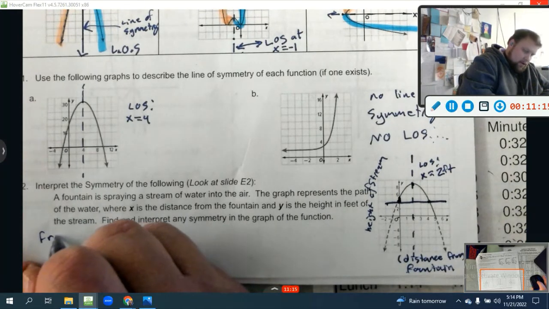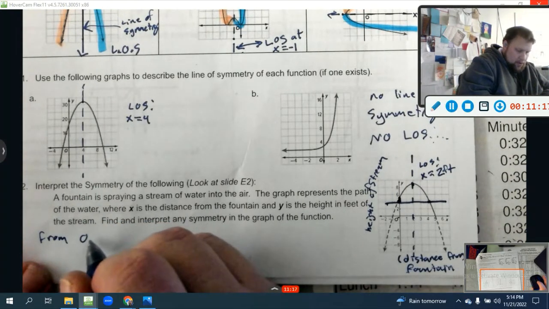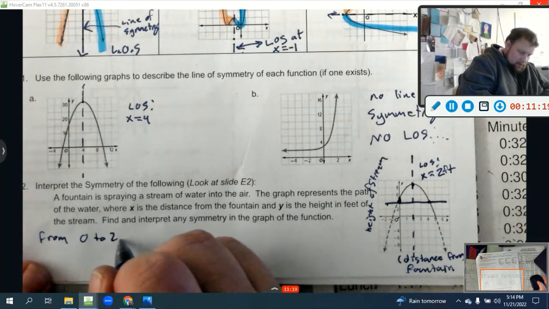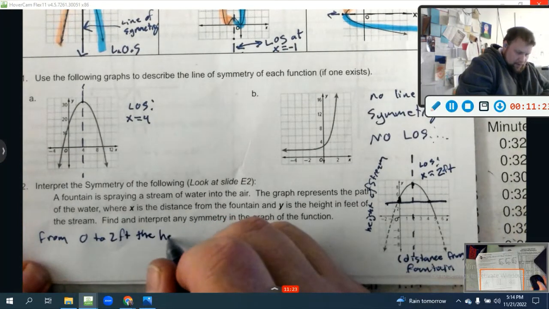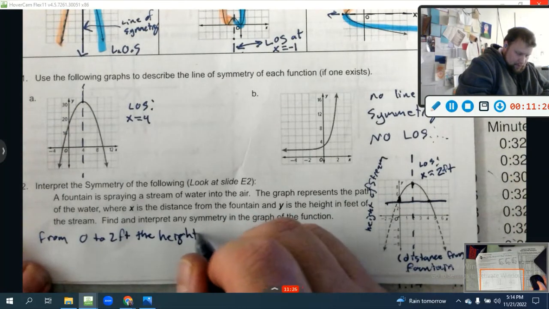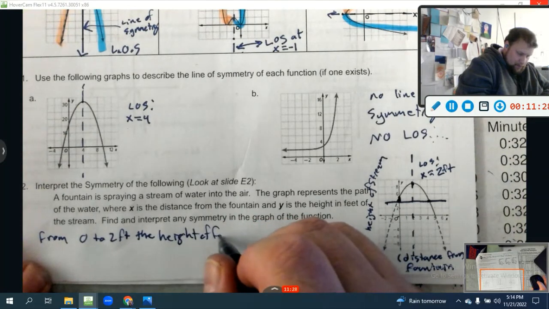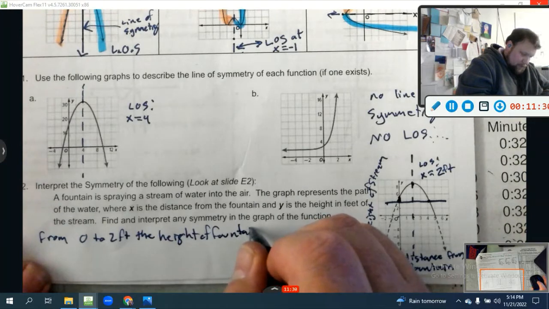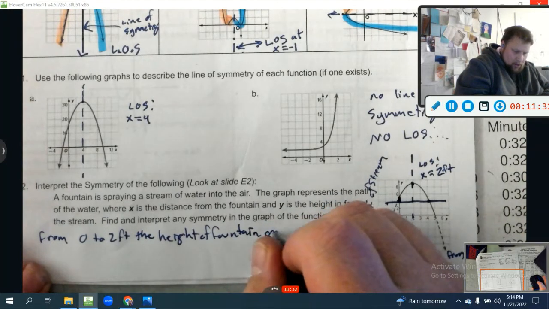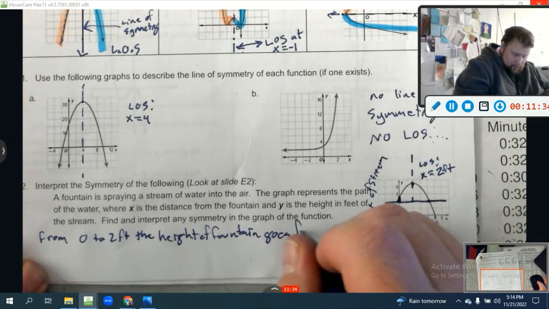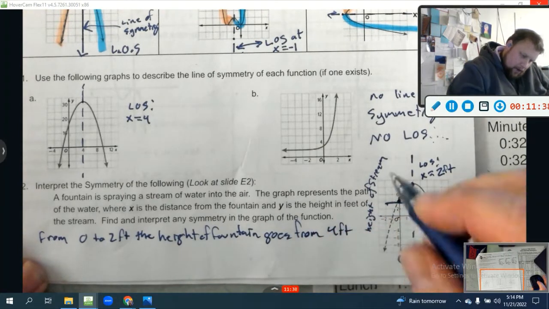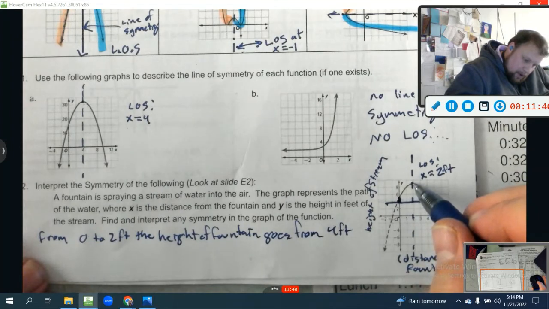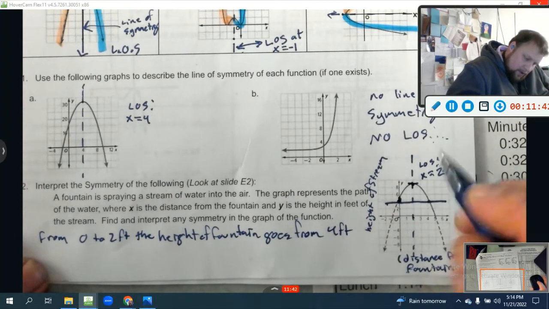From 0 to 2 feet, the height of the fountain goes from what? Goes from 4 feet in height right here to about 9 feet in height. That's just halfway through to 9 feet.